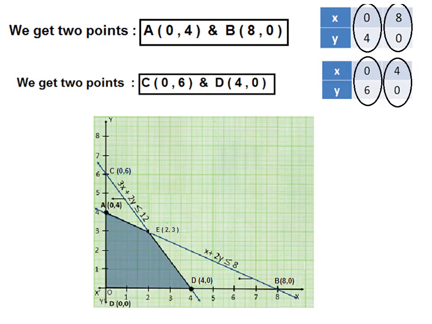Now it's time to plot the graph. Let's mark the points on the graph. So you look at the points. First is 0, 4. A is 0, 4. That is on the y-axis. At 4 units you get A at 0, 4.